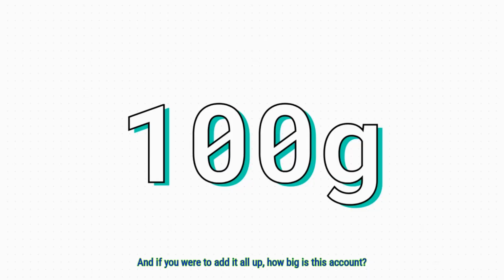And if you were to add it all up, how big is this account? Well, it's surprisingly small. In a typical adult, we're only talking about 100 grams of free amino acids. And here's what's really wild. About half of that, roughly 50 grams, is made up of just two amino acids, glutamate and glutamine. So yeah, they are the absolute major players in this whole system.